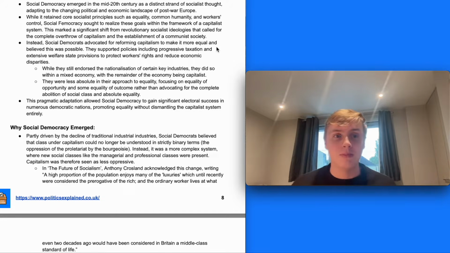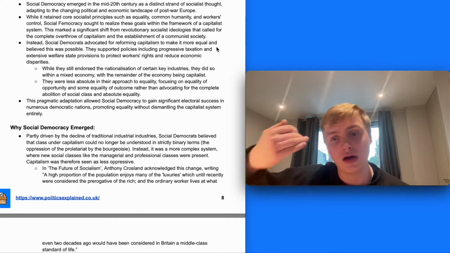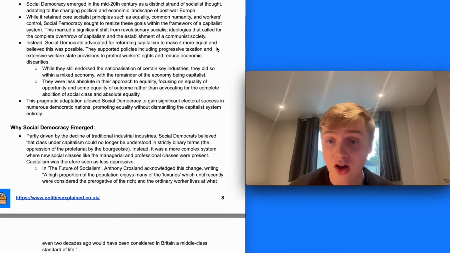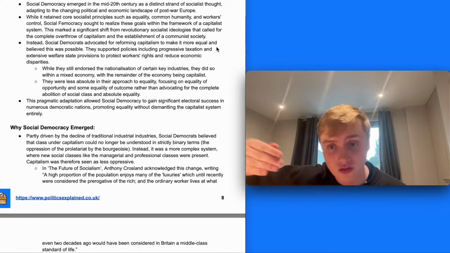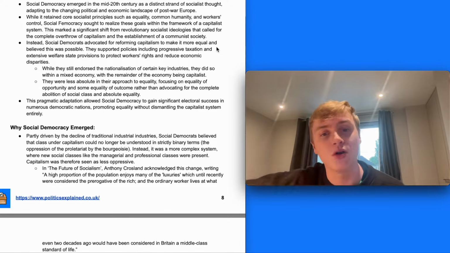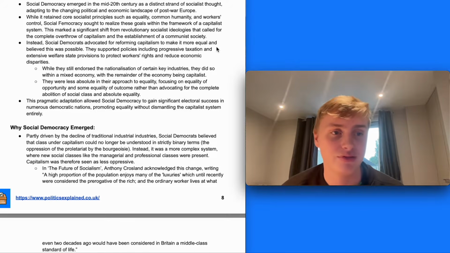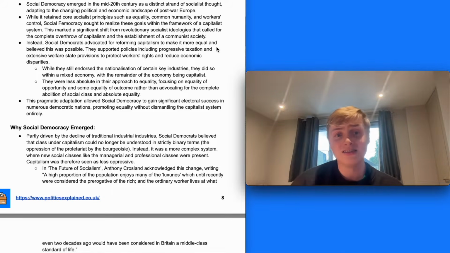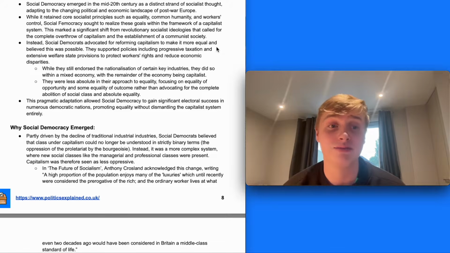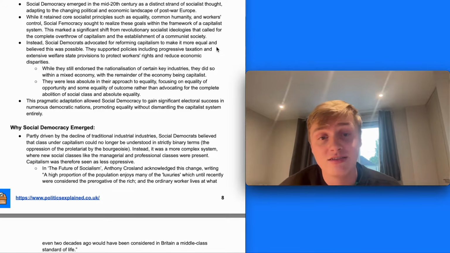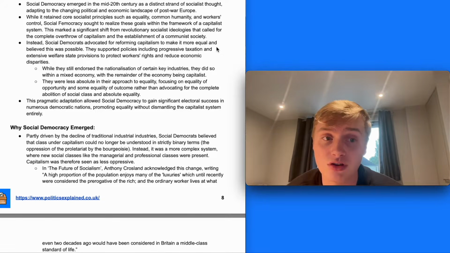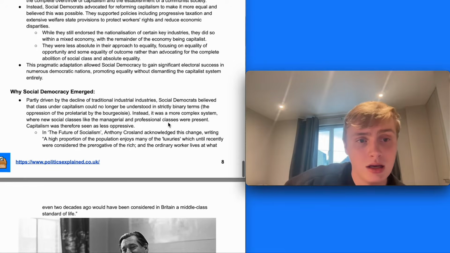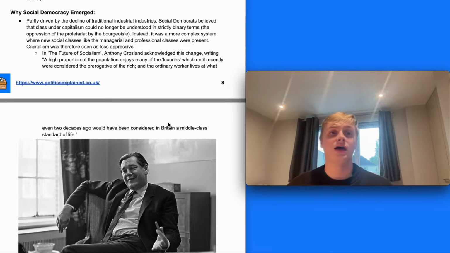So rather than complete abolition of social class and absolute equality, they believed you can pursue equality of outcome to a certain amount through progressive taxation and redistribution of wealth from the rich to the poor, but not complete absolute equality. And this pragmatic adaptation allowed social democracy to gain significant electoral success in numerous democratic nations, including in the UK. It's important to understand why it emerged.